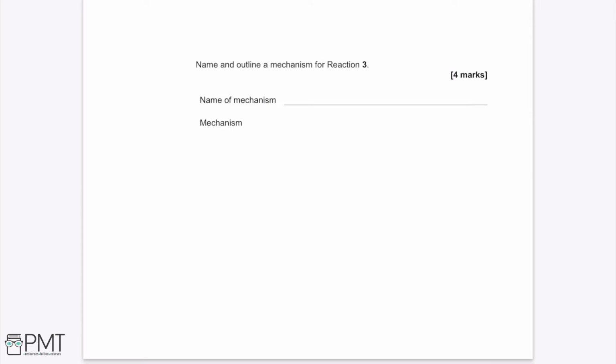For the final part of this question, we are told to name and outline a mechanism for reaction 3. I actually mentioned this in the last part, but we know that reaction 3 is an elimination reaction as an alkene is produced from a halogenoalkane. If we draw out the displayed formula of CH3CH2CH2Br, we will get a carbon attached to 3 hydrogens with CH2, CH2 and Br attached.